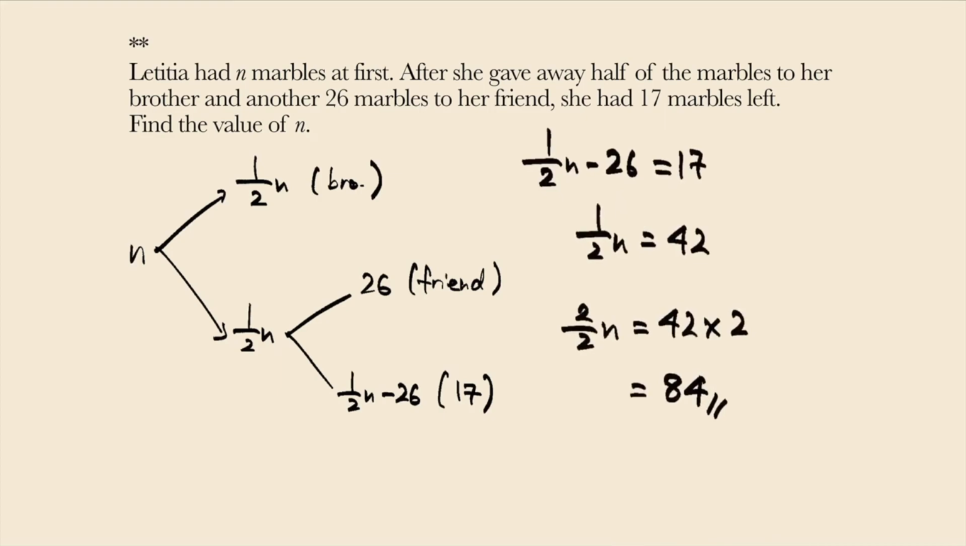Find the value of n. So half n minus 26 is 17. Bring that negative 26 over to be plus 26. That gives us 42. Now if half n is 42, what's n? It would be 42 times 2. Therefore n is 84.